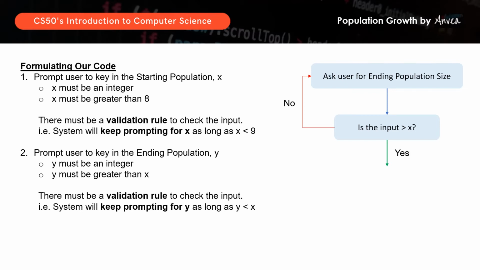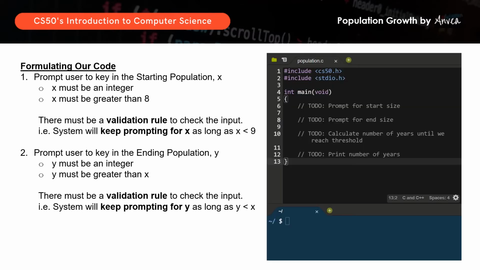Okay, so let's hop back into code for this. Number 1, what we should do is get the starting population. Let me just write the comment here so that we know what this segment is for.